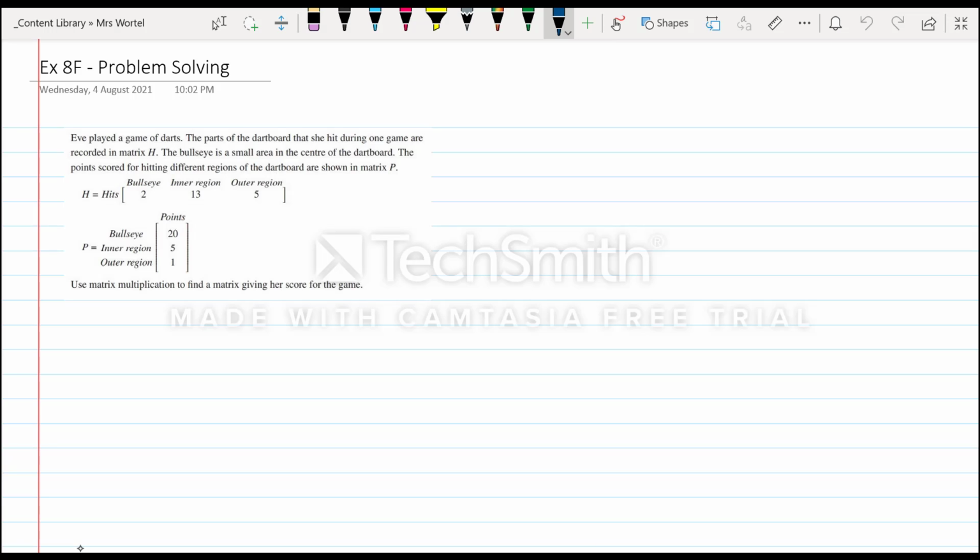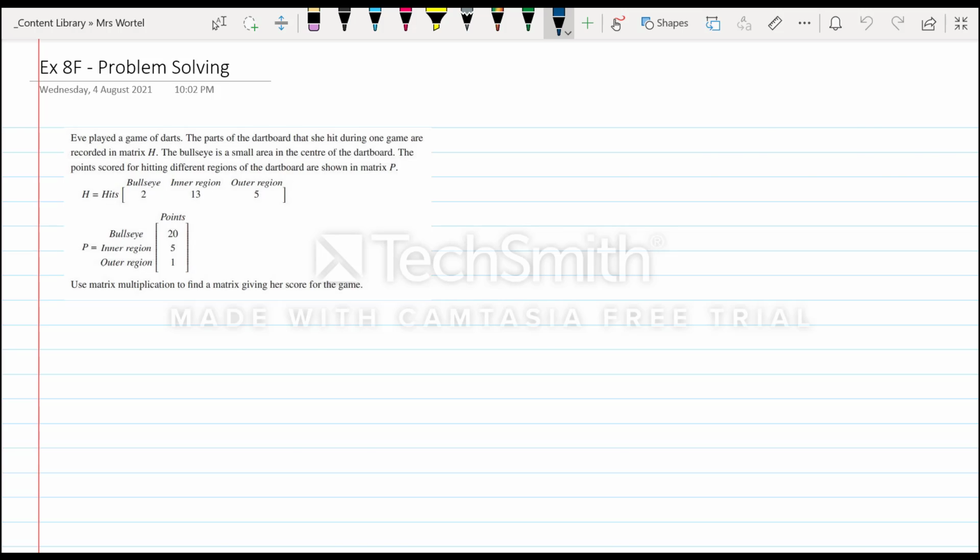Now what we're going to look at in this video is some problem-solving matrix multiplication questions. So we're just going to get straight into it. You guys have learned the basics of matrix multiplication, and we should be able to use those skills now to answer some more real life style questions.